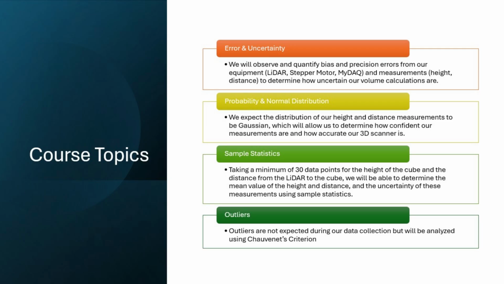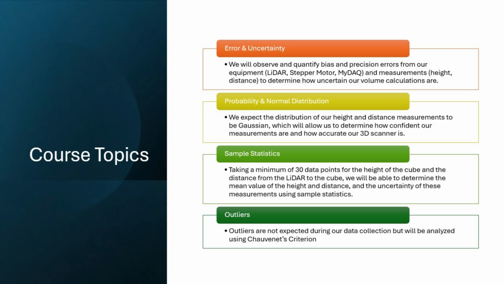Probability and normal distribution: we expect the distribution of our height and distance measurements to be Gaussian. So all the data that we collect from our scanner and from our height, we expect it to have a Gaussian distribution. And that will allow us to determine confidence interval for our measurements and a confidence band for the accuracy of our 3D scanner for comparing the volume of the measured object to the volume of the actual object.